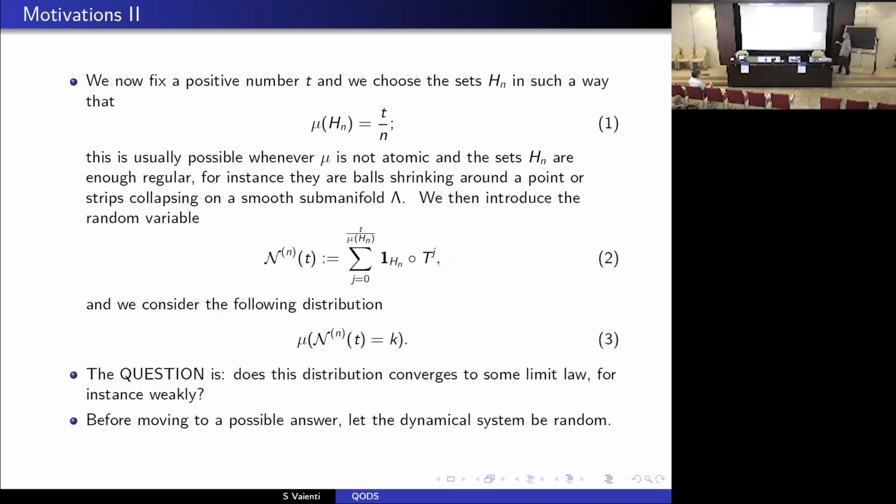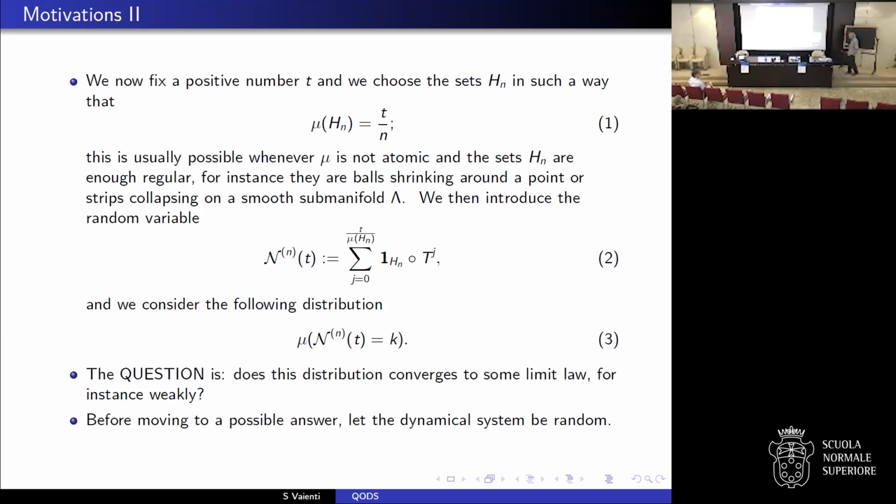Let me be more precise. In order to make sense of what we are doing, it turns out that the choice of the set cannot be independent of the time n at which we look at the state of the system. In particular, in order to get something interesting, we have to take some scaling for the measure of this rare set. We have to fix some parameter t, a positive number, and the measure of this small set, which from now on I will call a hole, should verify equation 1, which can also be stated asymptotically. But for the moment, let's suppose that for each n we can find a small set H_n which verifies this property. This is true in particular if the measure is not atomic and H_n is a ball, because if mu is not atomic, the measure of the ball is continuous in the radius.